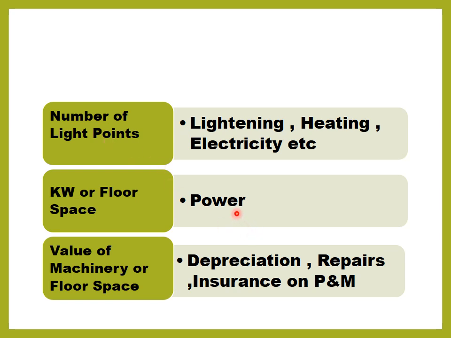Power. Power is generally used for machineries. So it should be distributed on the basis of kilowatt or floor space. Why is floor space applicable? Because power is generally applicable to machines and machines occupy space. So on that basis, we distribute.